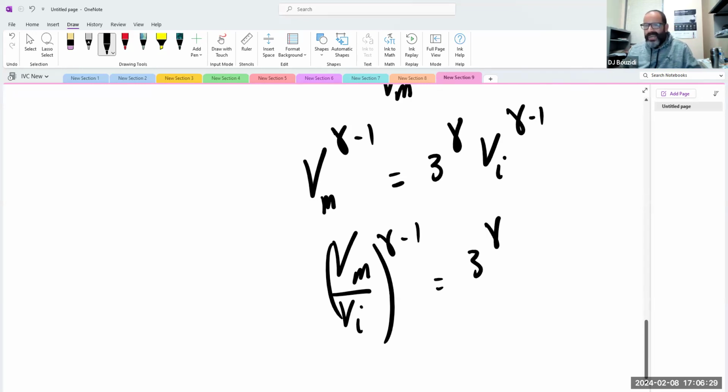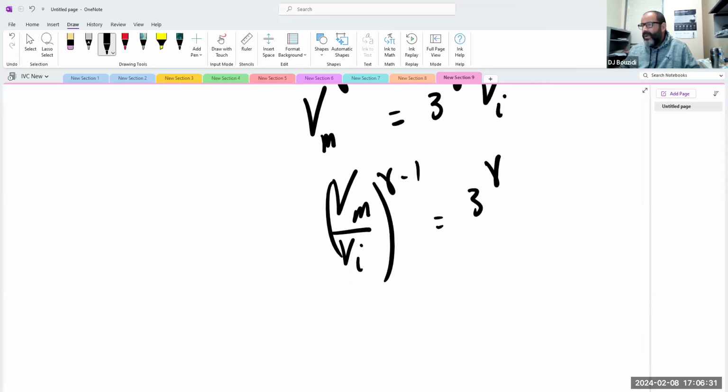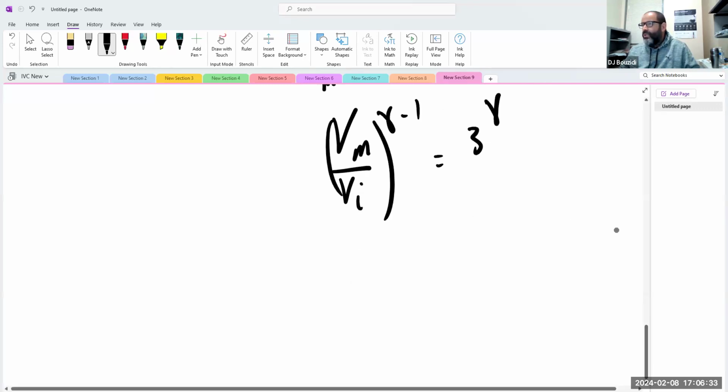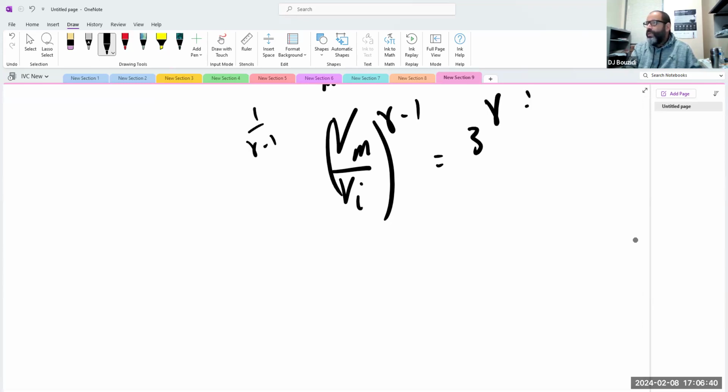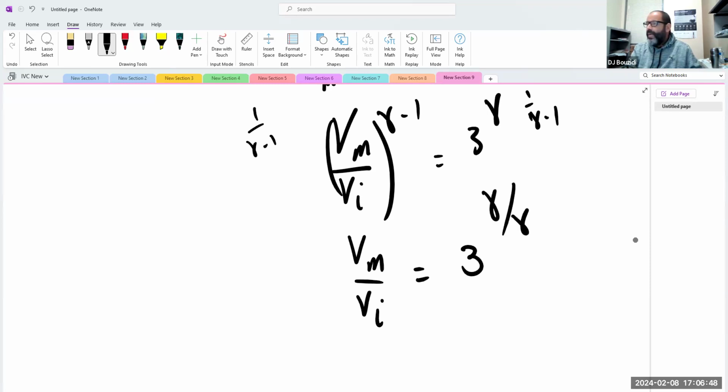All I need is really their ratio, not to the power gamma or anything like that. So I'm going to take the root of 1 over gamma minus 1. So basically, raise this one to the power 1 over gamma minus 1, and this one to the power 1 over gamma minus 1. And this will give me just the ratio of the two volumes. So this is going to be 3 to the power gamma over gamma minus 1.